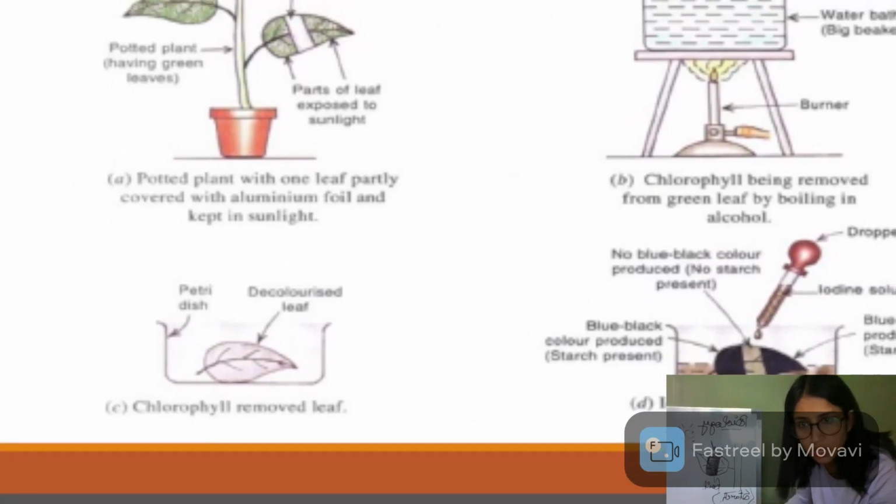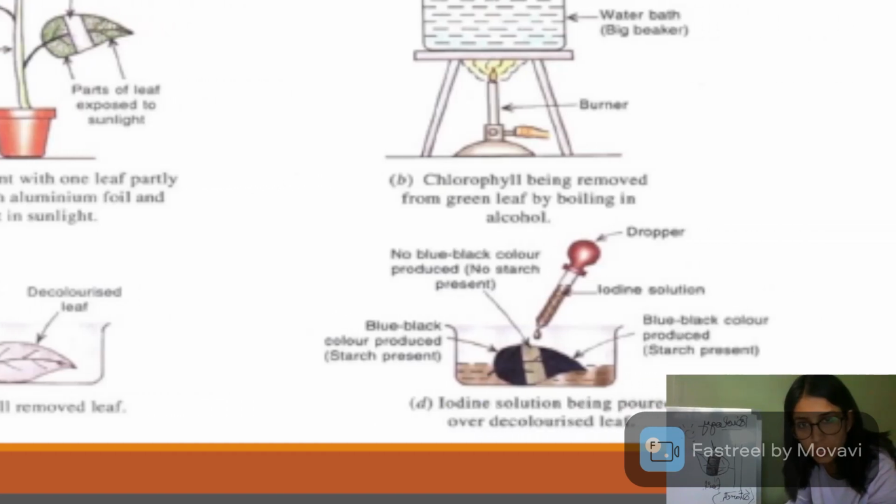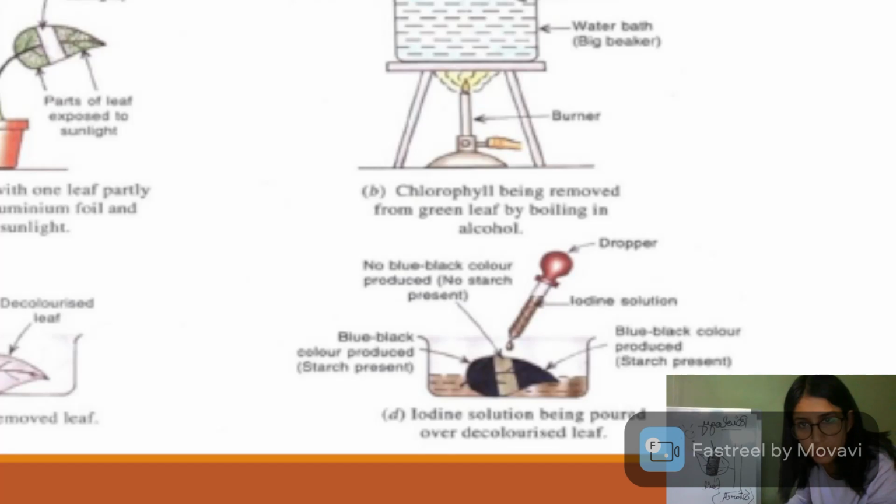The leaf was boiled, and chlorophyll was removed from the green leaf by boiling in alcohol with the help of a water bath. Then iodine was dropped, drop by drop, on the leaf, and we saw that starch was present in the part which was not covered with the aluminium foil, and it was not present in the part which was covered with the aluminium foil. So this proves that sunlight is necessary for a leaf to produce starch.